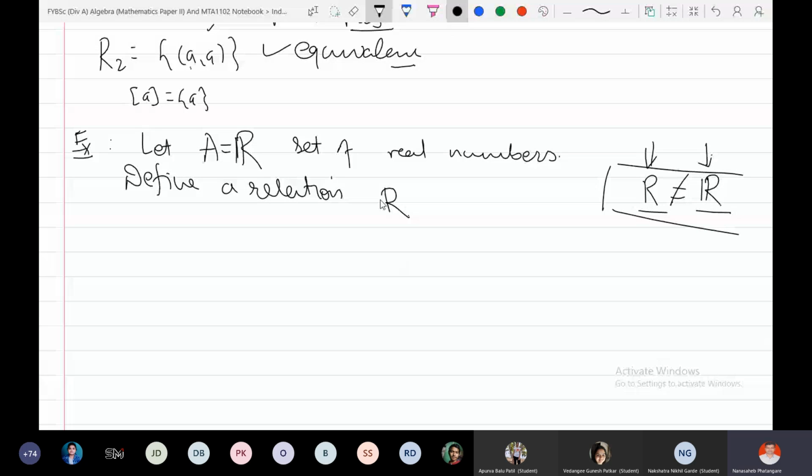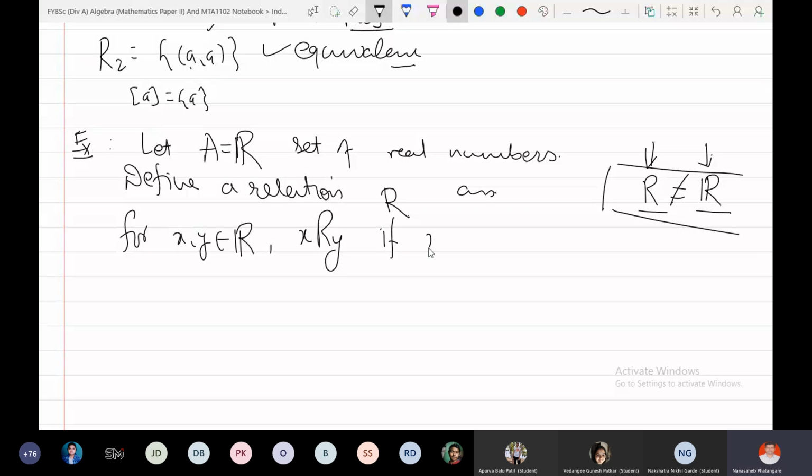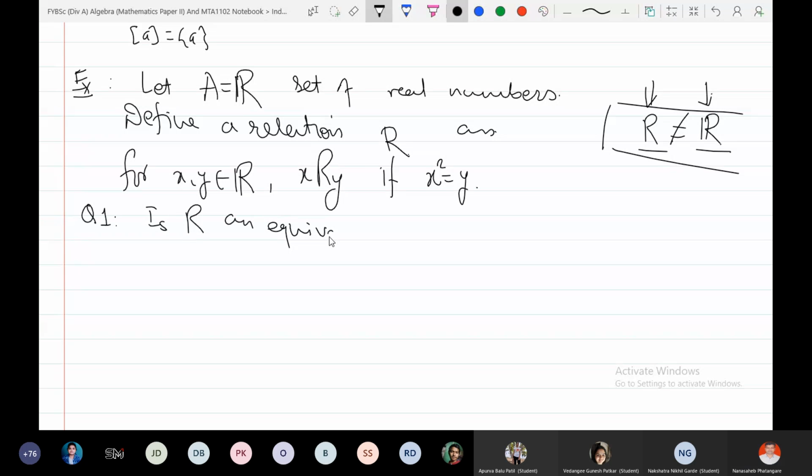So define relation R on the set of real numbers as, for x, y belonging to R, x is related to y if x square is equal to y. If this is my relation, now the questions are: question 1, is R an equivalence relation? Is it an equivalence relation? No, sir. No, sir. Right.